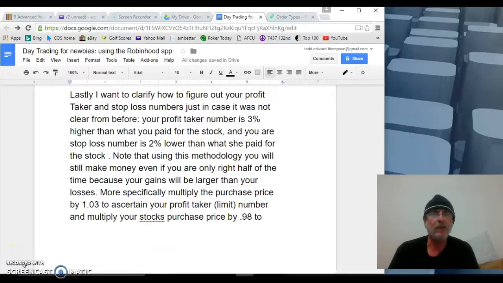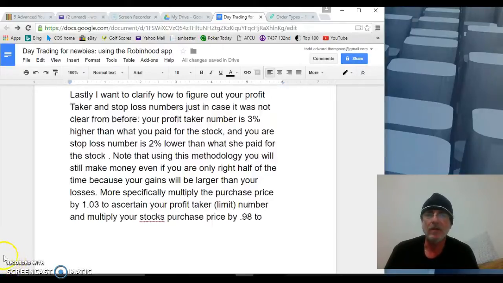Lastly, for those of you that are a little confused by the math, I felt I should clarify the math part of it a little bit more explicitly. Your profit taker number is 3% higher than what you paid for the stock, and your stop loss number is 2% lower than what you paid for the stock. Note that using this methodology, you will still make money even if you're only right half of the time, because your gains will be larger than your losses, 3% versus 2%.